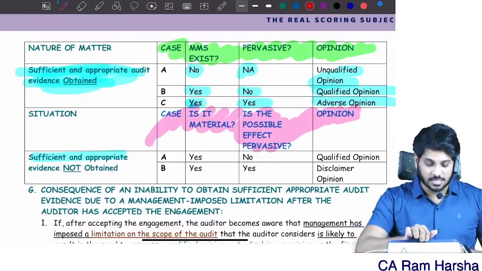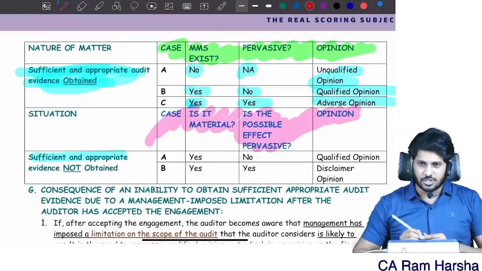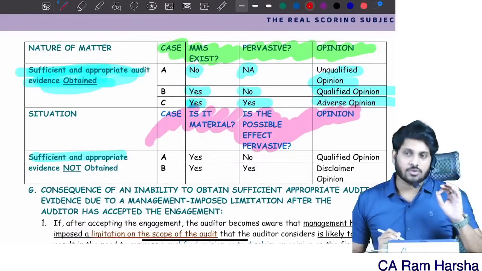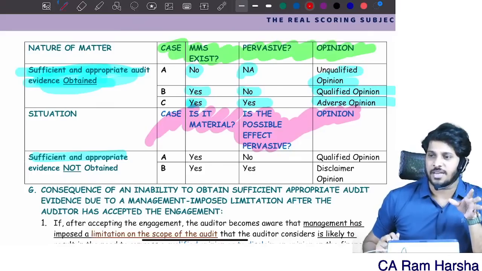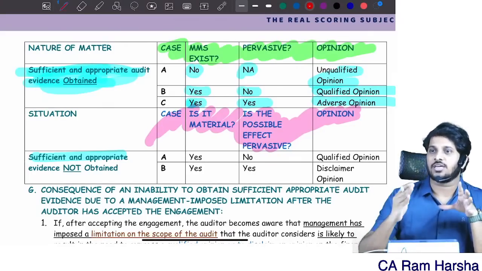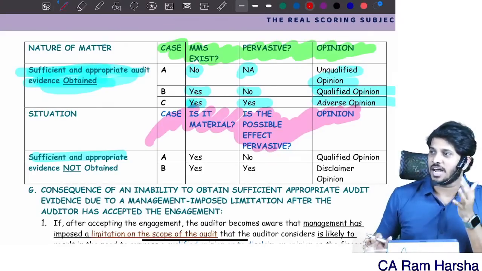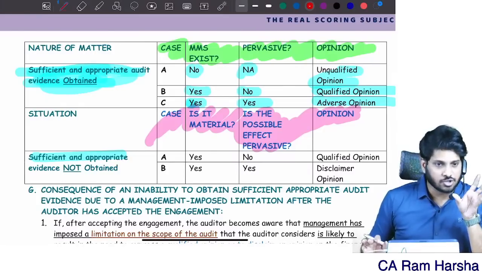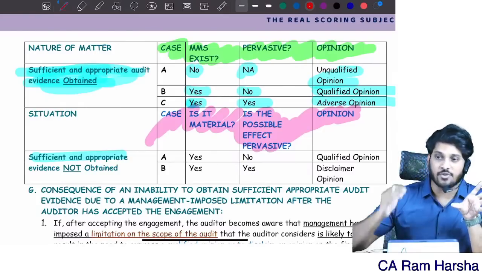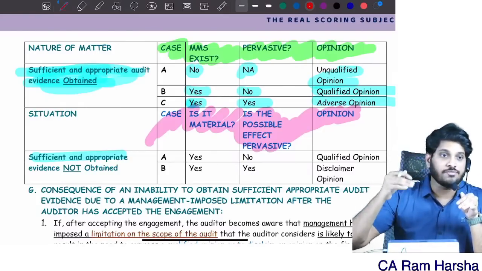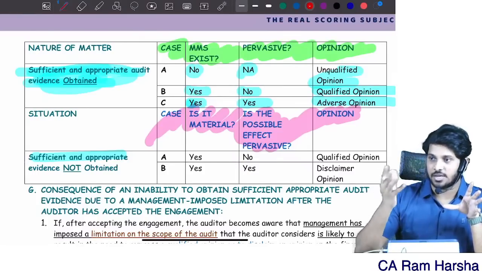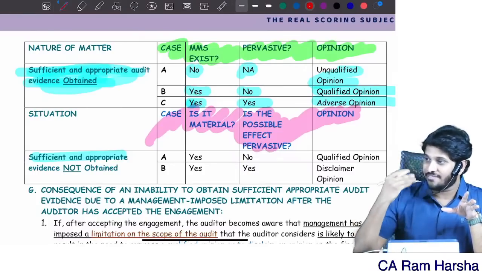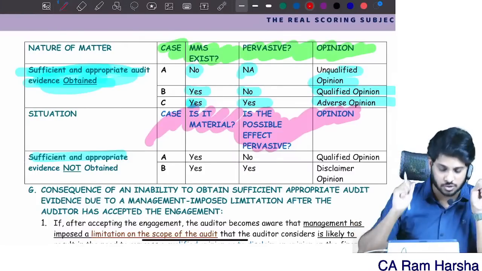So let's begin the discussion on the continuation of the audit report chapter. We have discussed various opinions. The opinions are broadly two categories, unmodified opinion and modified opinion. We understood briefly what unmodified and modified opinion are. We also understood that modified opinions are of various categories like qualified, adverse and disclaimer. And when we will give each opinion, that also we understood.